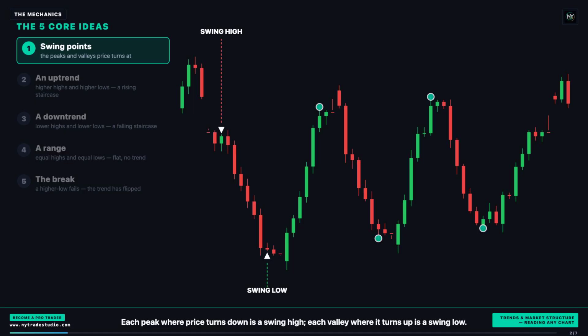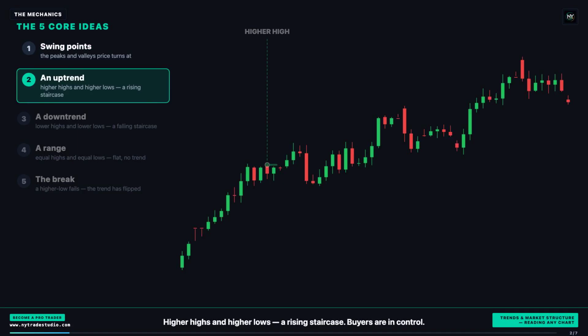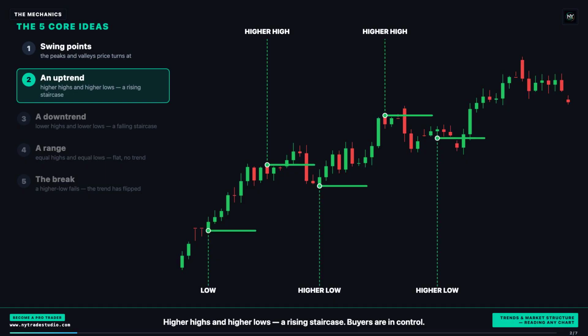So here is the first pattern, an uptrend. Follow the peaks, each swing high is higher than the one before it. Now follow the valleys, each swing low is higher too. Higher highs and higher lows, a rising staircase. And the meaning is simple and powerful: buyers are in control. Every dip is bought sooner, at a higher price than last time, the higher low, and every push runs further than the last, the higher high. As long as that staircase keeps stepping up, the trend is up. This is the picture you want at your back when you buy.